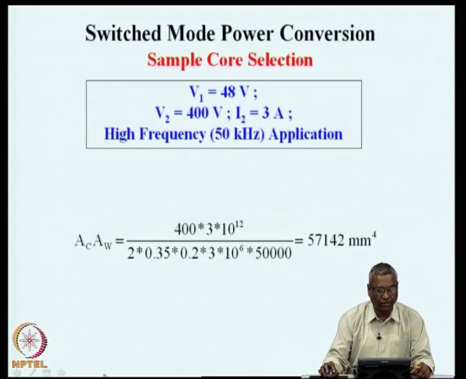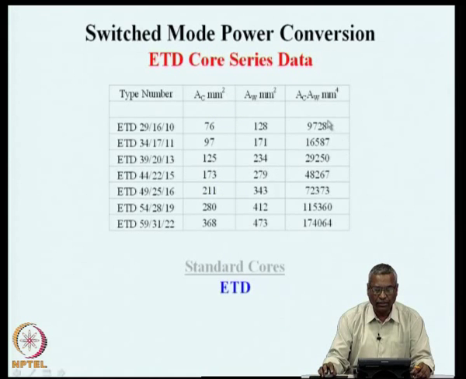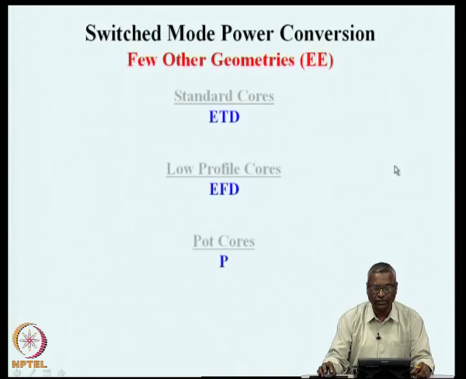So, in such a situation, we had seen that ACAW is related to the V into I product divided by 2 times KW times BM times the current density and frequency. If all these numbers are put, what you get here is 57,142 millimeter power 4. Now, if we go back in our core, the core size is set in the ascending order of area product. So, 57,000 is more than this 48,000 and less than this 72,000. So, we could select ETD49 as a suitable core for this application.